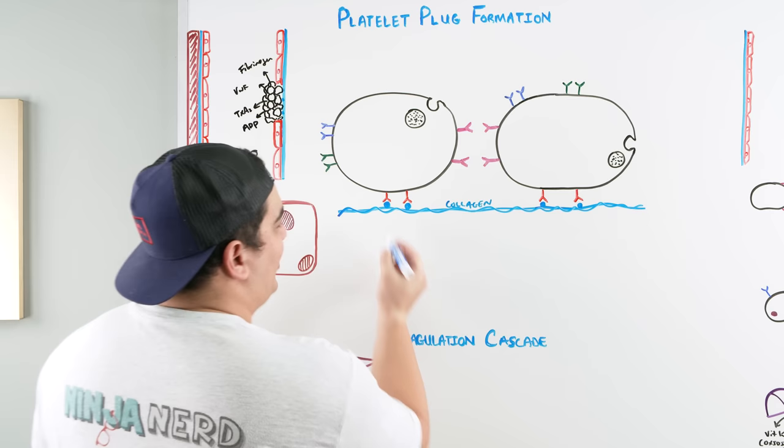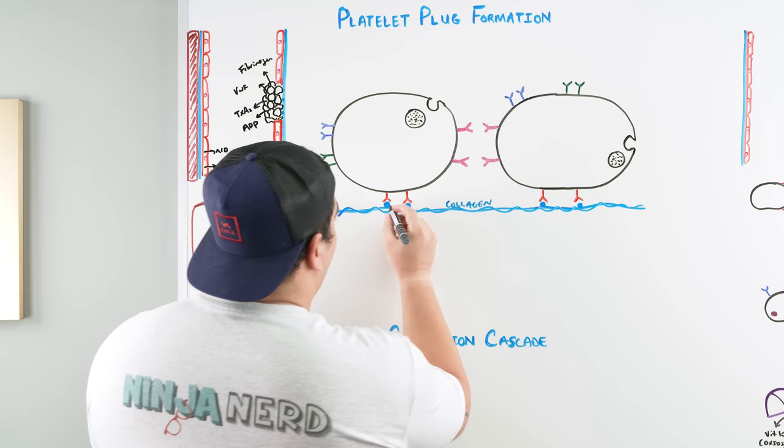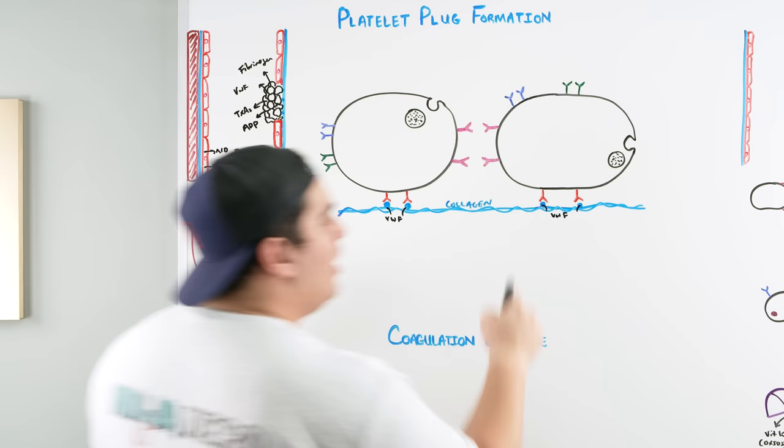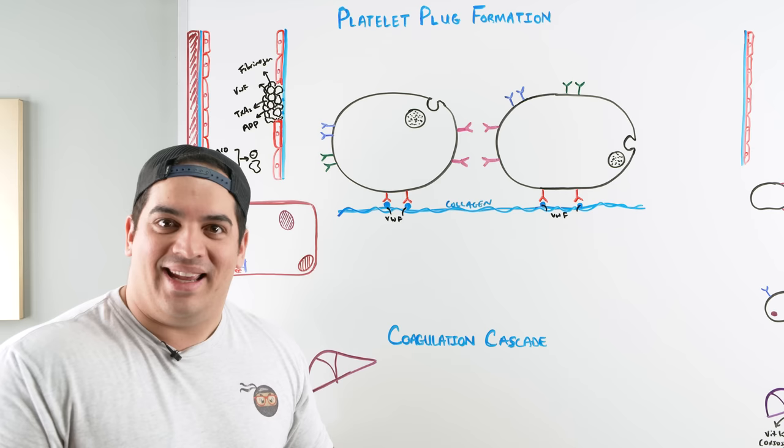Now, I told you that they're bound to specific special proteins here. What are these proteins? These proteins here are called von Willebrand factor. These are made by platelets. They're also made by injured endothelial cells. So platelets can make this protein because, guess why? If they make it, then they have something to bind onto. And if endothelial cells make it, it means that they're probably injured.